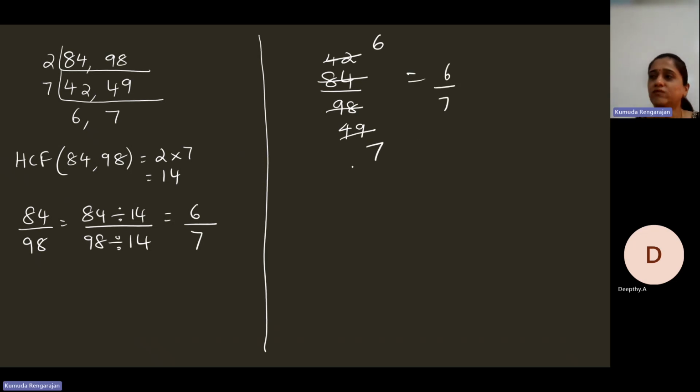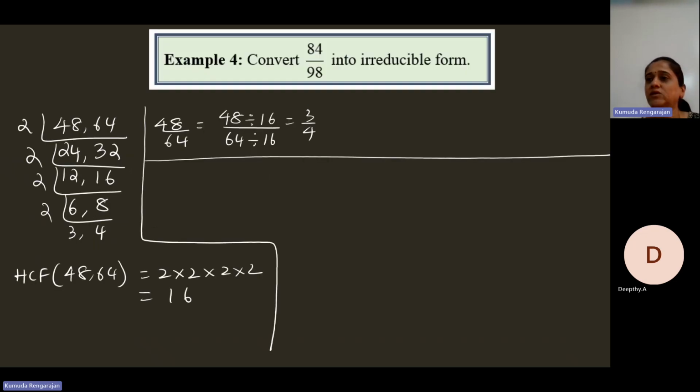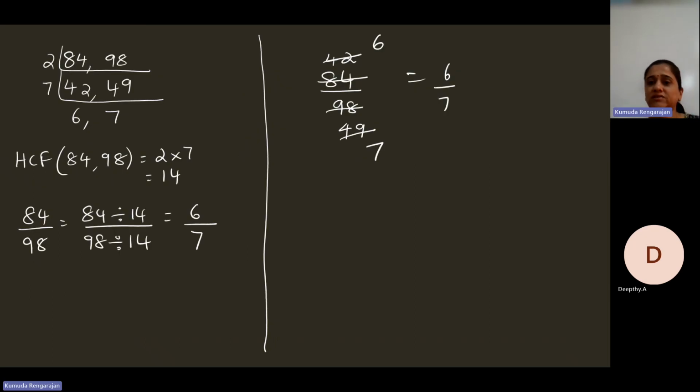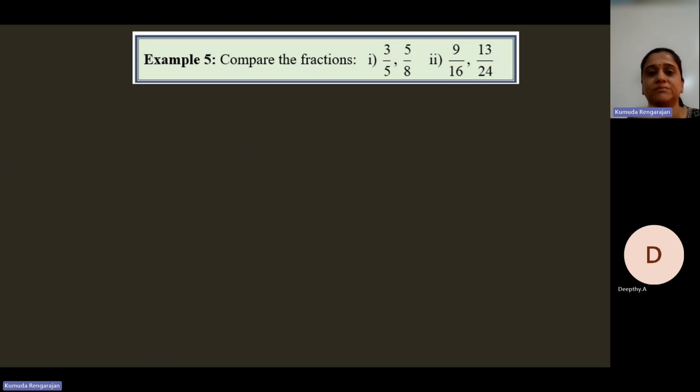So if this one is a part of an answer, you don't have to find the HCF and do this procedure. If this is given as a question, like what you had here, convert this into irreducible form, then you have to show this procedure. Otherwise you can just slash it like this and finish. Comparing fractions. Okay, so compare, I'll do the first one.